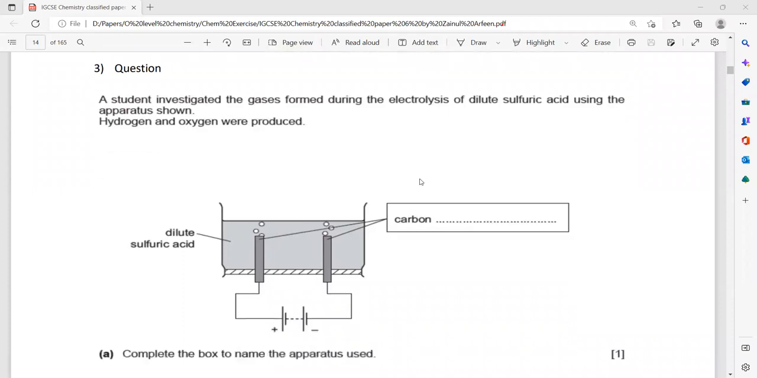In question 3, a student investigated the gases formed during electrolysis of dilute sulfuric acid. Using the apparatus shown, hydrogen and oxygen were produced. Complete the box to name the apparatus. Whenever you see both arrows, you have to label them as electrode.